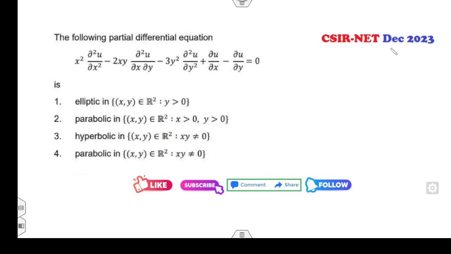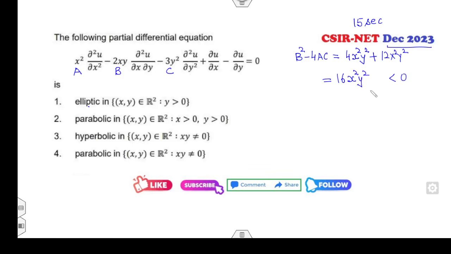चलिए, now based on this concept, can you solve this CSIR NET question in 15 seconds? What is A? A is x square, B is equal to 2xy, C is equal to minus 3y square. So can you calculate b square minus 4ac? So clearly it's 4x square y square plus 12x square y square. That comes to be 16x square y square. Elliptic, elliptic का मतलब ये less than 0 होना चाहिए, लेकिन कभी भी less than 0 नहीं होगा, so elliptic will be cancelled out. When will it be parabolic? When it is 0, only when either x is 0 or y is 0, but the domain is both positive, so parabolic is also cancelled.